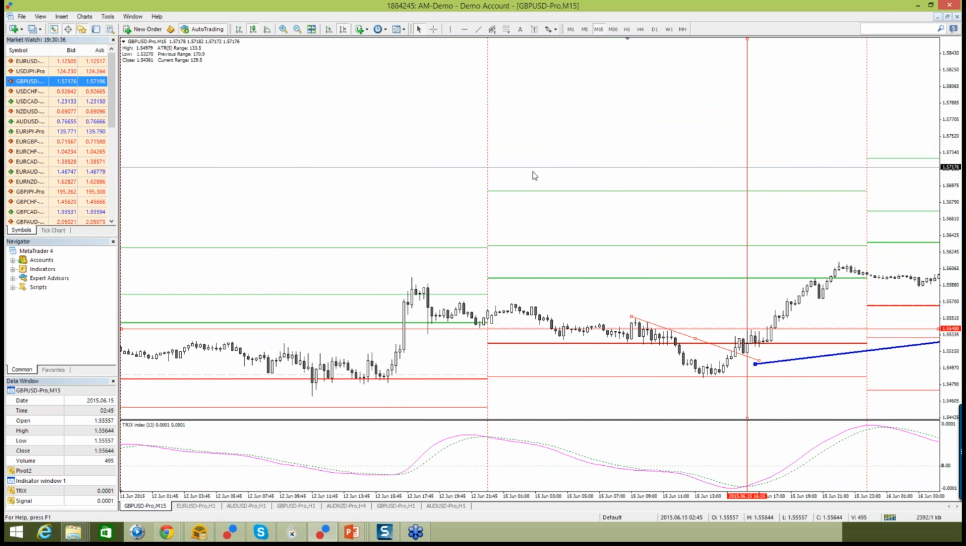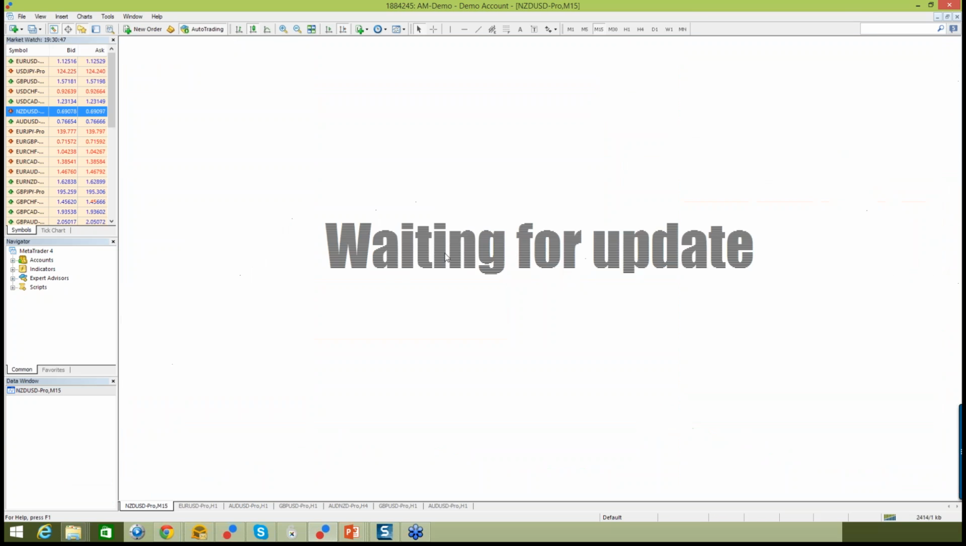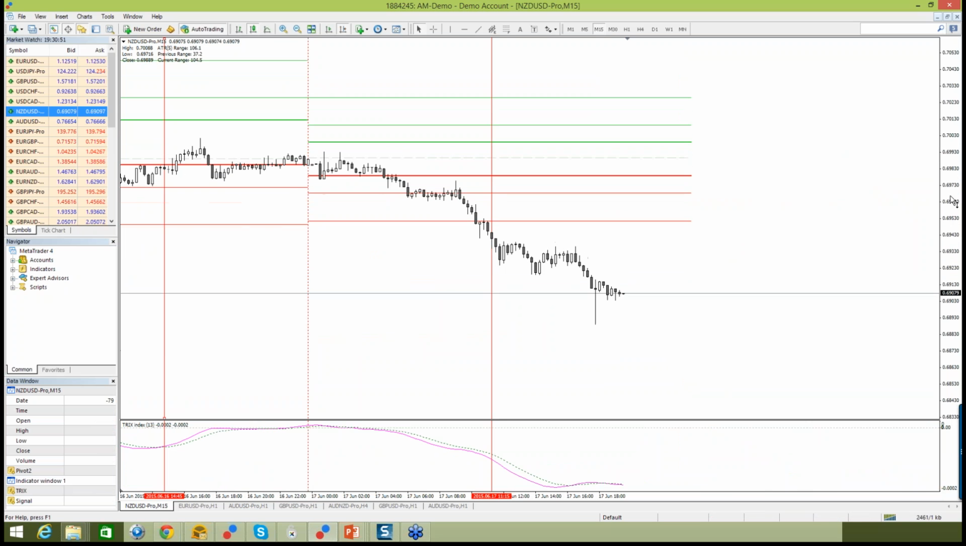Let's find another entry. Okay, let's use, for example, other pairs. Euro dollar was not good to trade, but let's use New Zealand dollar. Now, guys, if you read my New Zealand dollar analysis, I hope that you have taken the profit, because New Zealand dollar went straight to our target.